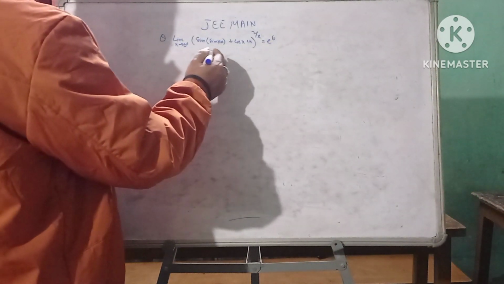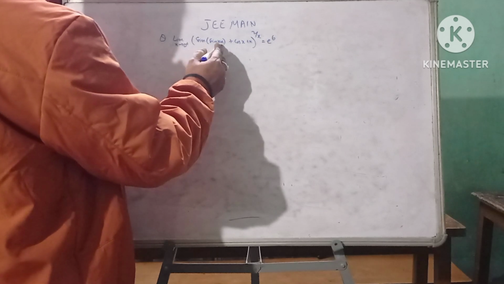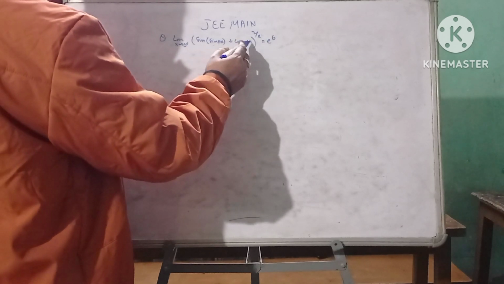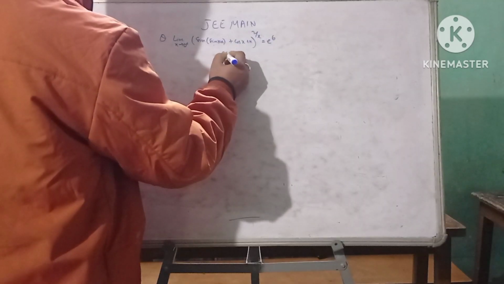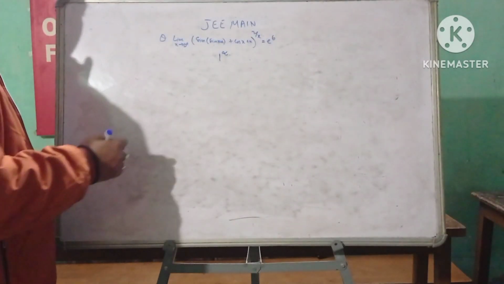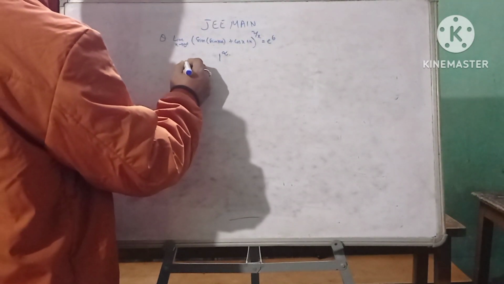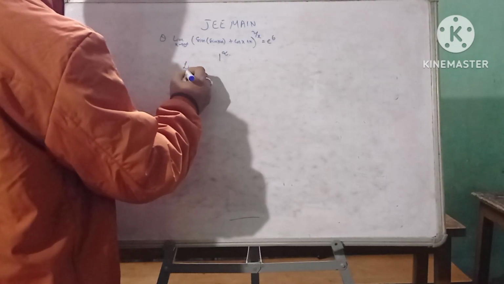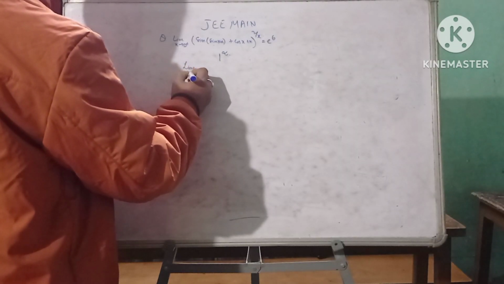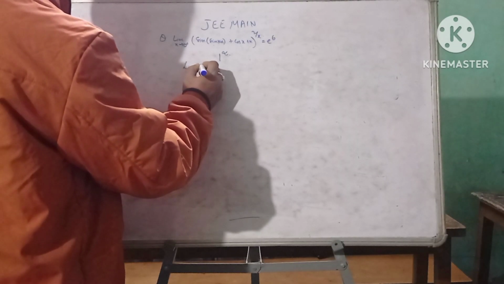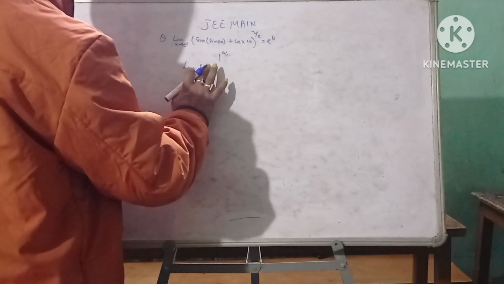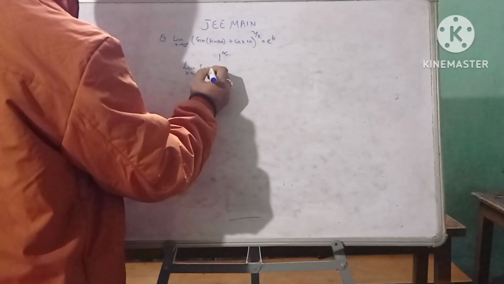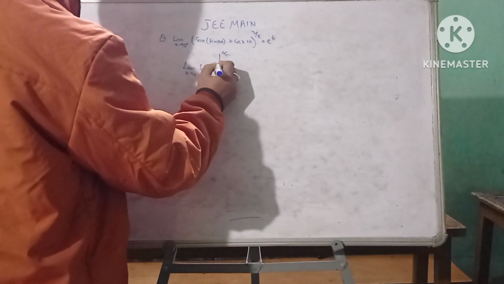If you put in the value here, this is 0, this is 1 and this is 0. So it is in the form 1 to the power infinity. To solve such questions, where the limit as x tends to 0 of f(x) to the whole power g(x).